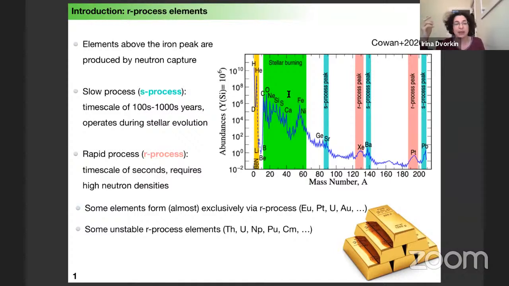Now, slow and rapid is relative to the beta decay rate. If it's much slower than the beta decay, then you gradually capture neutrons and then beta decay back to the valley of stability and build up your nucleus like this. And this actually happens during the asymptotic giant branch phase of the stellar lifetime.